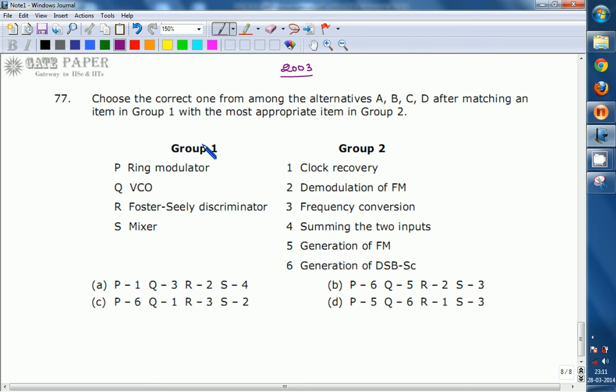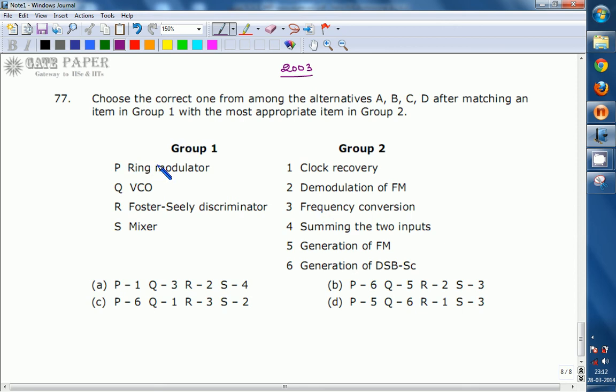Here group 1 consists of the devices, particularly ring modulator, voltage controlled oscillator, Foster Seeley discriminator and mixer. Here group 2 is the related concepts. Those are clock recovery circuit, demodulation of FM, frequency conversion, summing the two inputs, generation of FM and generation of DSBSC. Now there are four devices in group 1 and the corresponding six options are given. Now we'll fix the correct matching options.